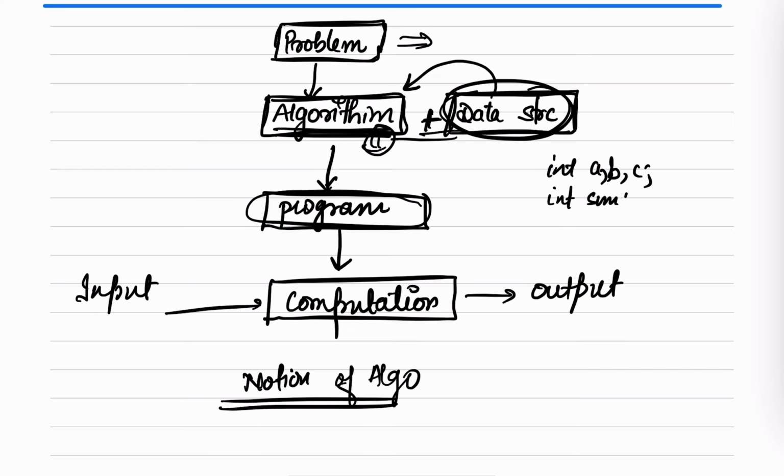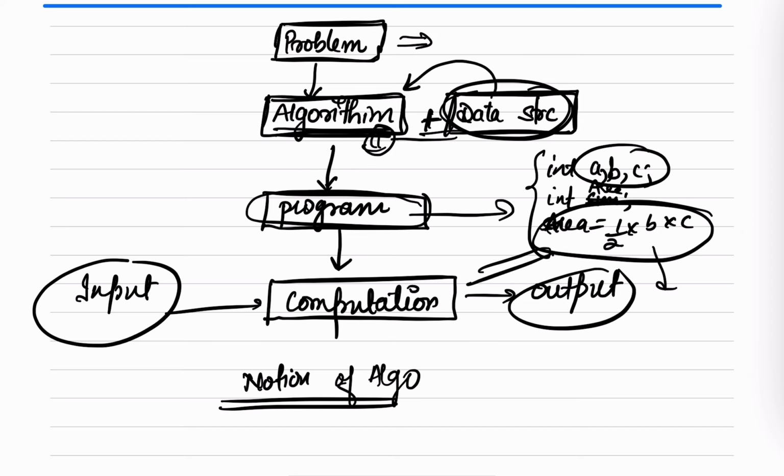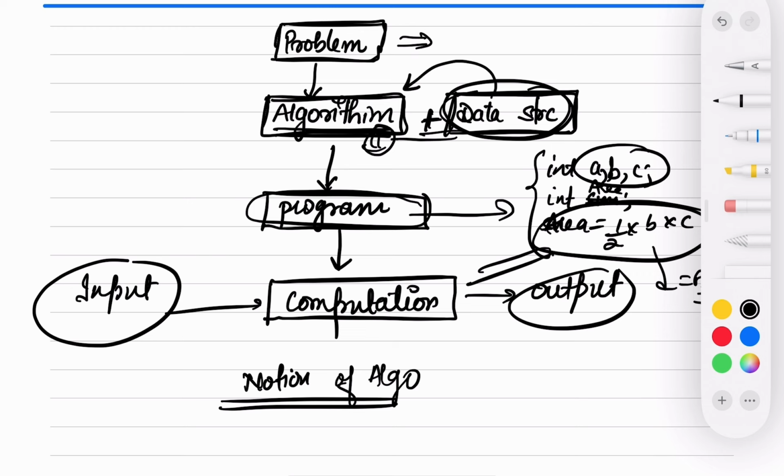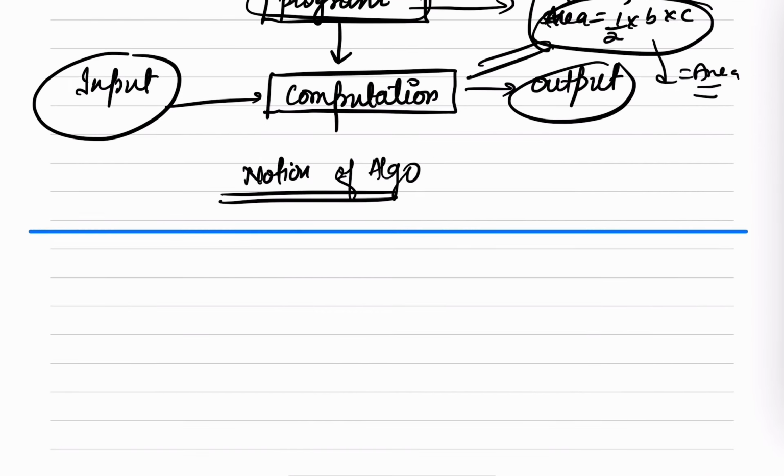For example, if I'm writing int a, b, c, then int area, and then I define area as half into b into c or something like that. So this becomes the program, and then the computation happens. Input is a, b, c and output will be your area, correct? I hope you are understanding it. If not, be patient and stay with the video and we'll see the next topic.